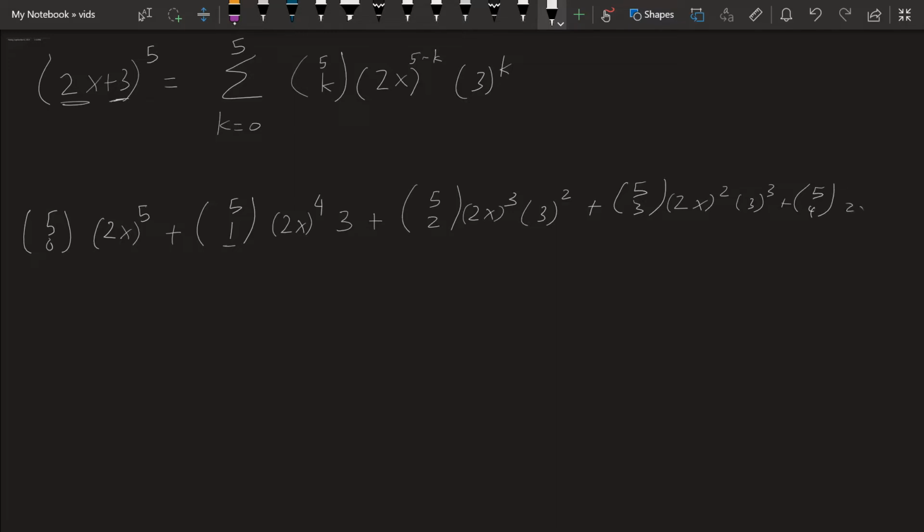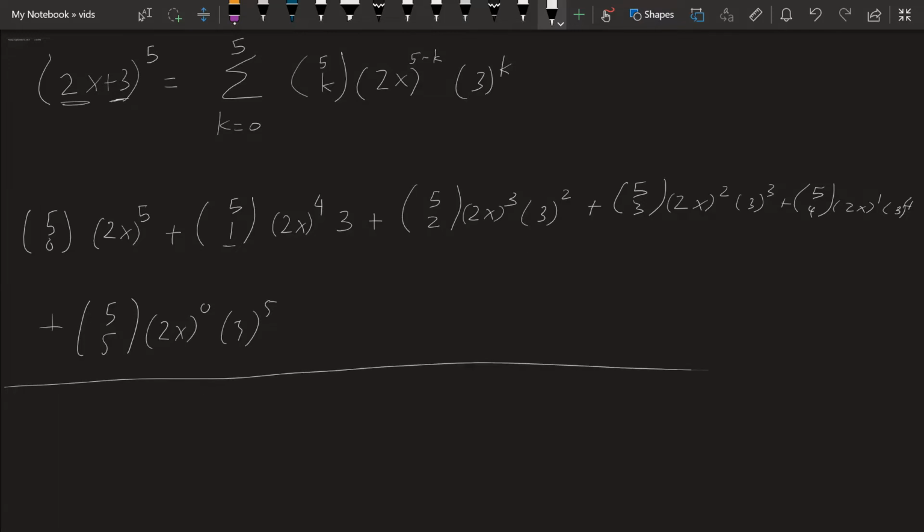Well, yeah, and this is basically how you use the binomial theorem. Plus 5 combination 5, 2x raised to the power of 0, 3 raised to the power of 5. Right? Let's just expand the first term.